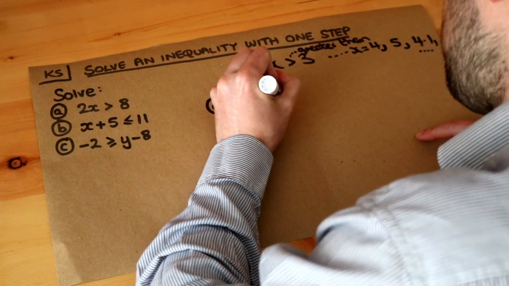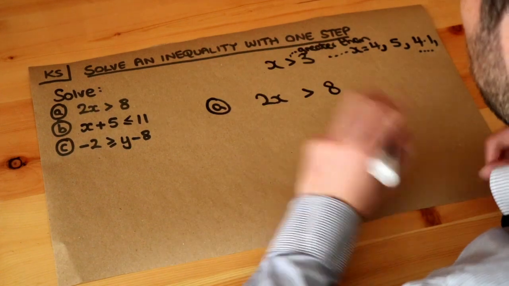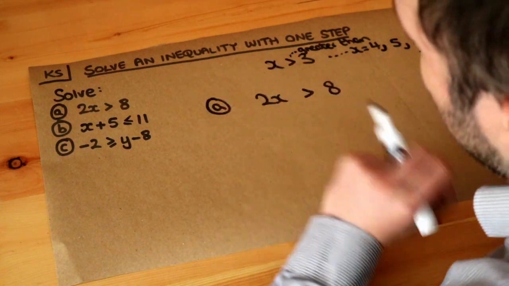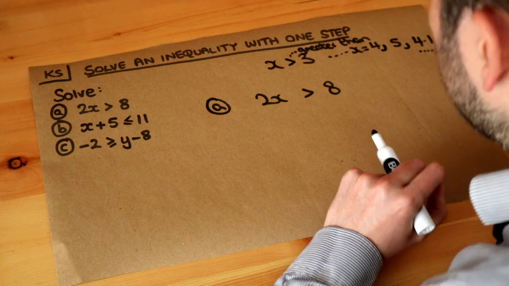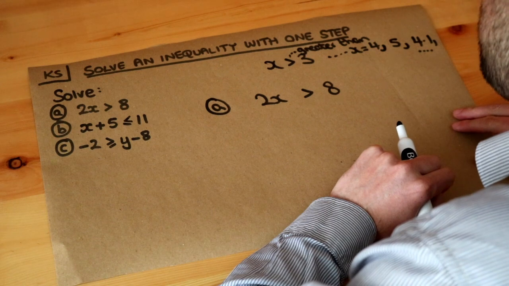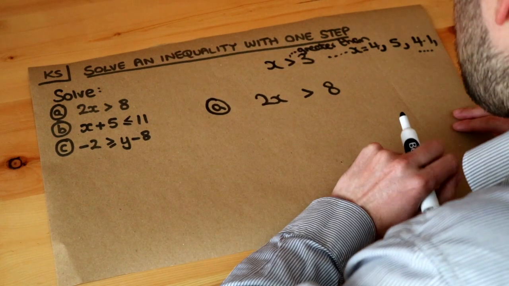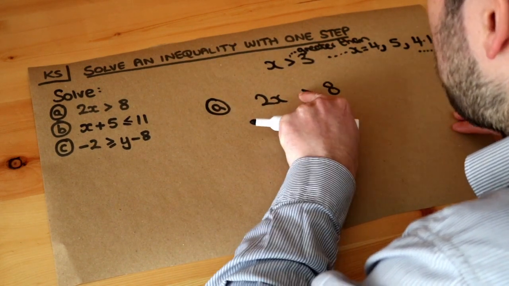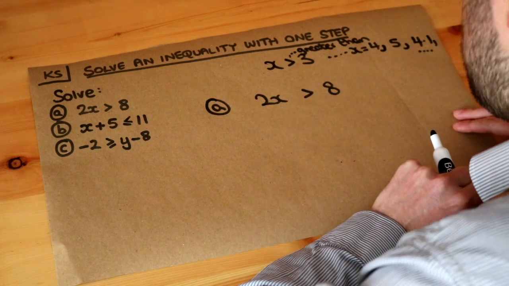So I've got 2x is greater than 8. Now we know that solving an equation means to get x on its own, to work out the value of x. And the same occurs here. We want to get x on its own to solve the inequality. But whatever that symbol is there, you need to keep it as greater than. Don't suddenly turn that into an equals.